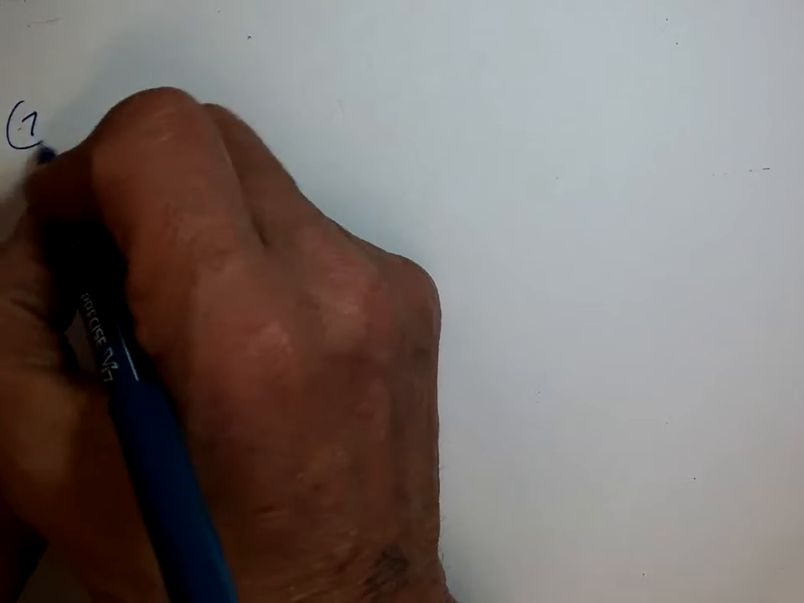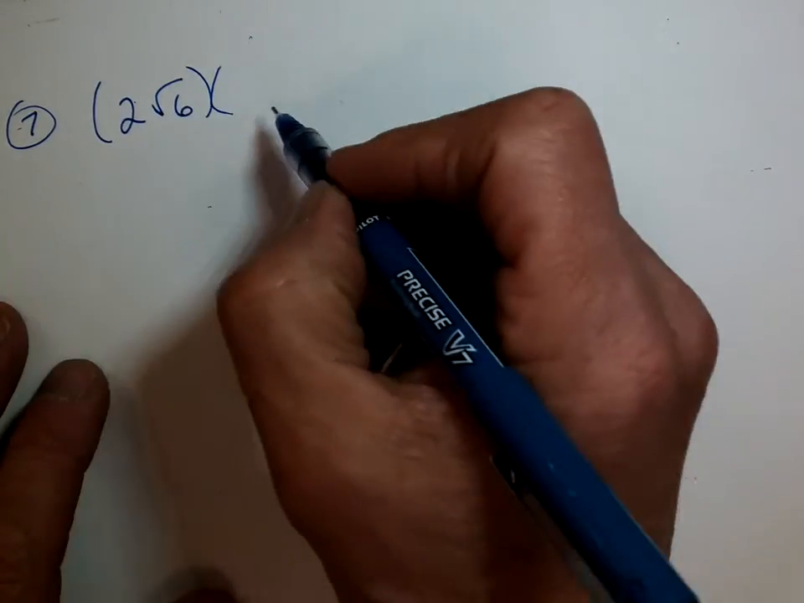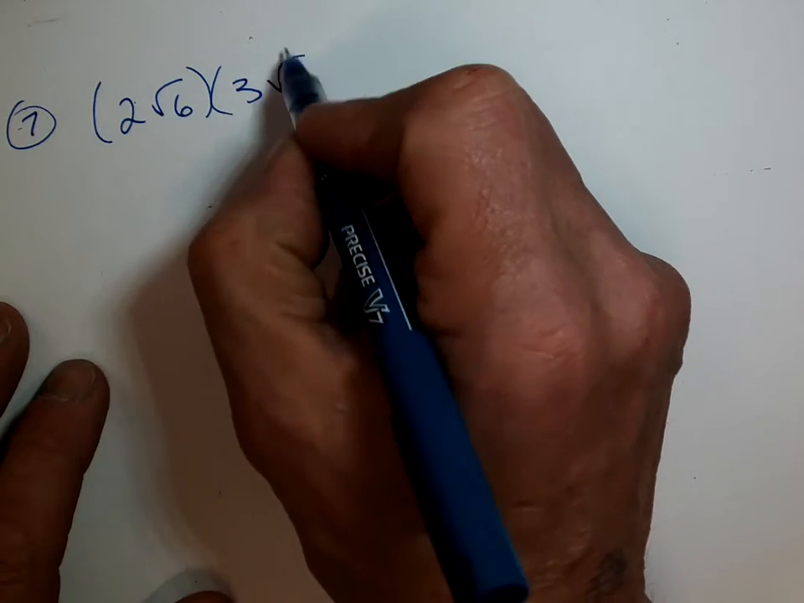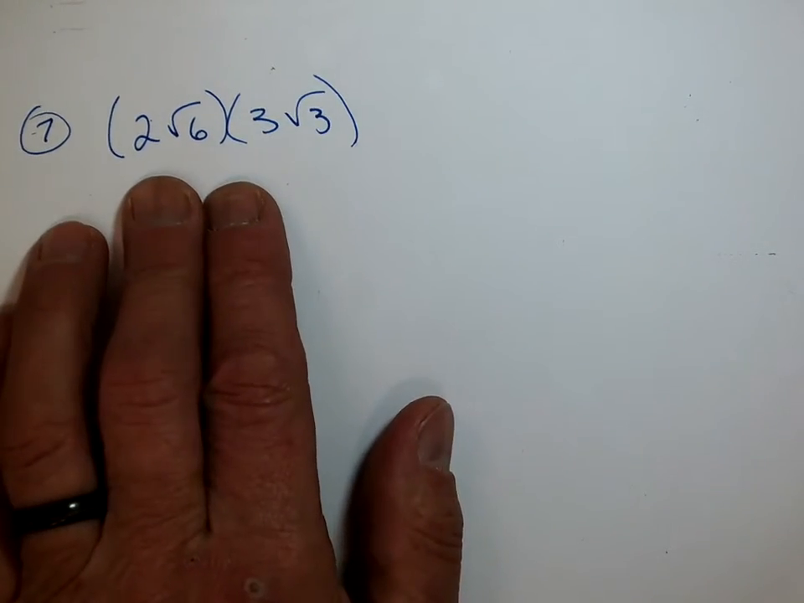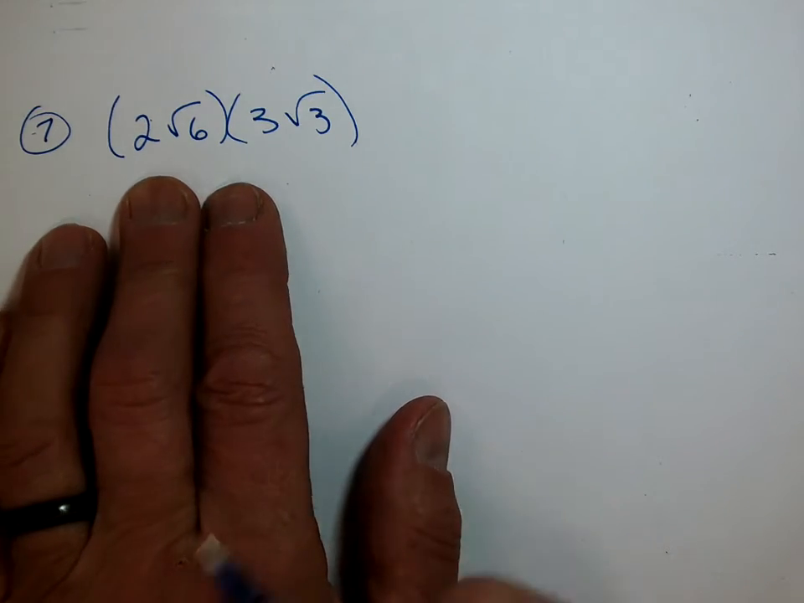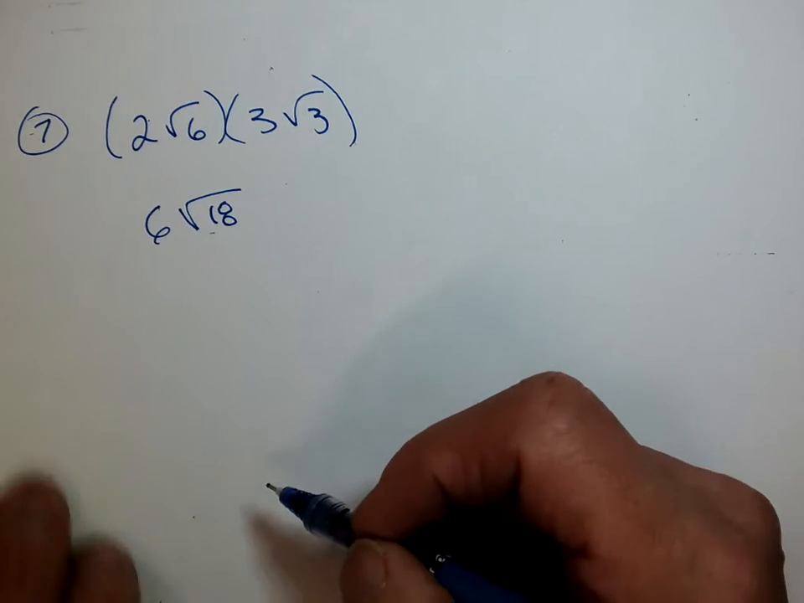All right, number 7. All right, I've got 2 square roots of 6 times 3 square roots of 3. Okay, I'm going to multiply. There's no plus or minuses, right? No plus or minuses, so just multiply. So I get 6 square roots of 18, right?